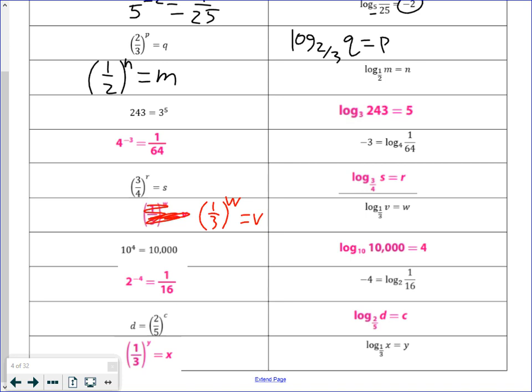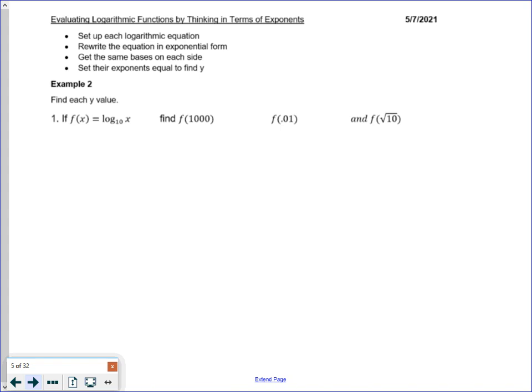But now we're going to keep on going, and we're going to use what we just learned about converting between exponentials and logs to actually figure out how to evaluate logarithmic functions. So if we're given f of x equals log base 10 of x, and we're told to find f of 1000, that's telling us that x equals 1000. So we're going to plug that x into the log that we're given, and we're going to set it all equal to y. So we get log base 10 of 1000, plugging in our x, and that's all equal to y.